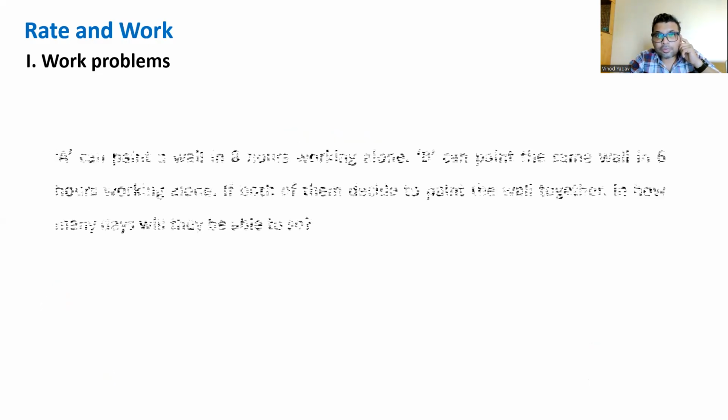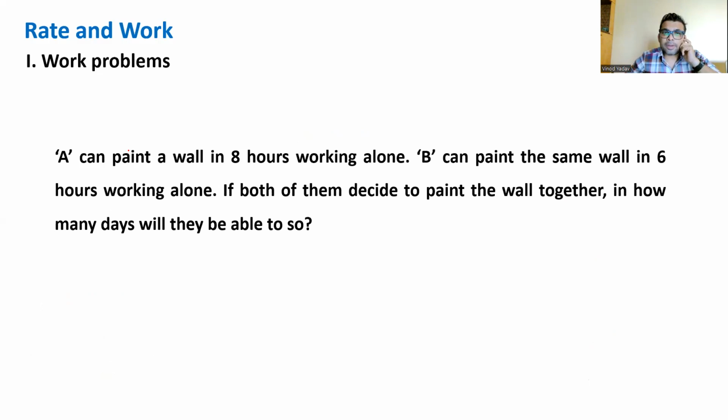Now what if we have this? A can paint a wall in 8 hours, B can paint a wall in 6 hours. And if both of them decide to paint the wall together, then how much time? This is hours only, obviously.